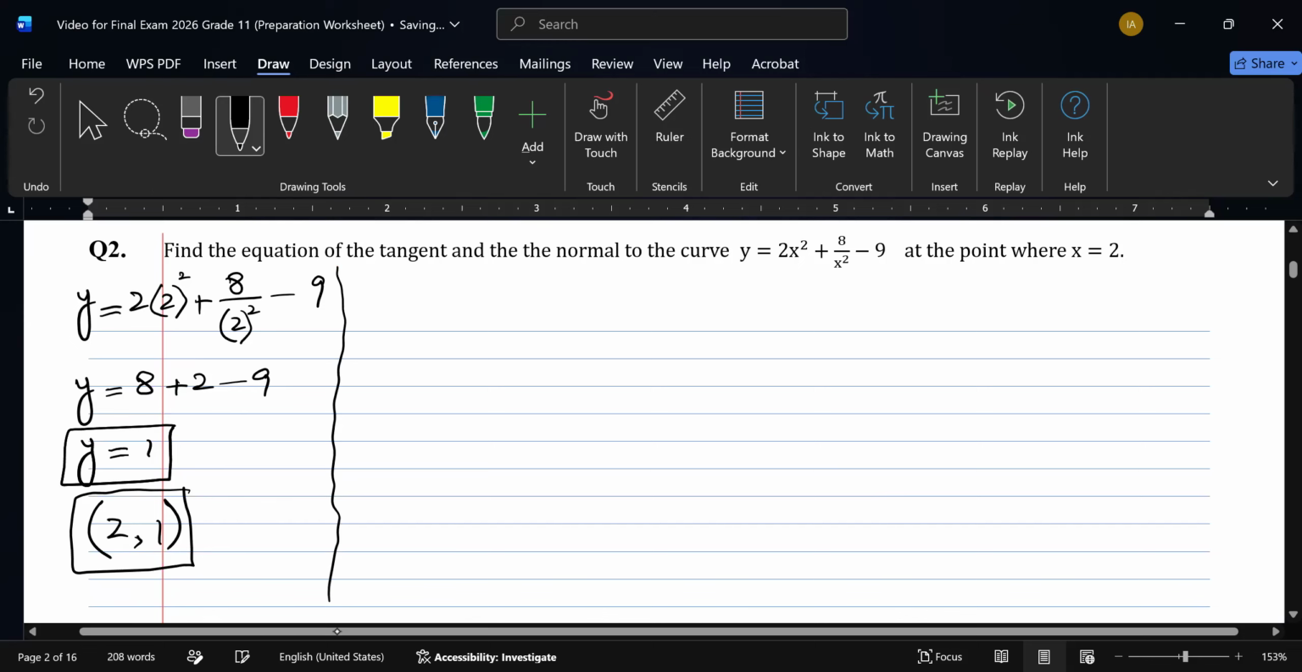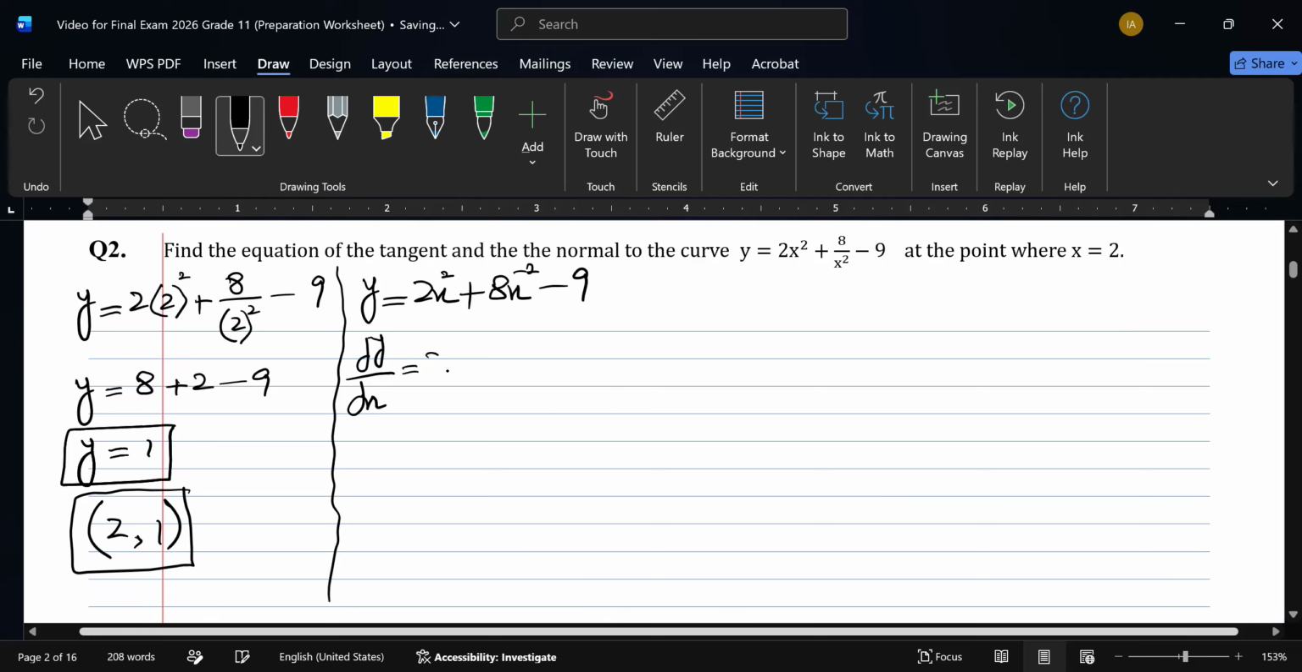But we are looking for the equation, so we must have the gradient. And for the gradient of the tangent, we definitely differentiate the equation. But if you look at the equation, there's a slight problem. Look at the second part of the equation. Your x square is in the denominator, it should be in the numerator. That's why I bring it to the numerator. And what happens? The sign changes. Let's differentiate the equation.